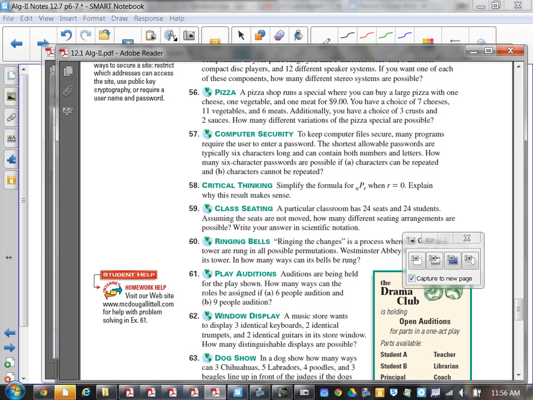Many computer programs require a user to use a password. Shortest allowable passwords are typically 6 characters and can contain both numbers and letters. How many 6-character passwords are possible if characters cannot be repeated? So when you do 26 to the 6th power. Careful. You're talking about numbers and letters. How many letters are there? 26, and how many numbers are there? 10. 10 plus 26 is how much? 36 possibles to start with. Oh. Okay. To the 6.